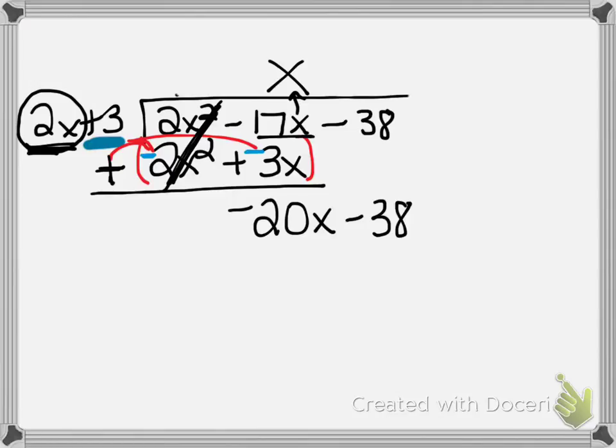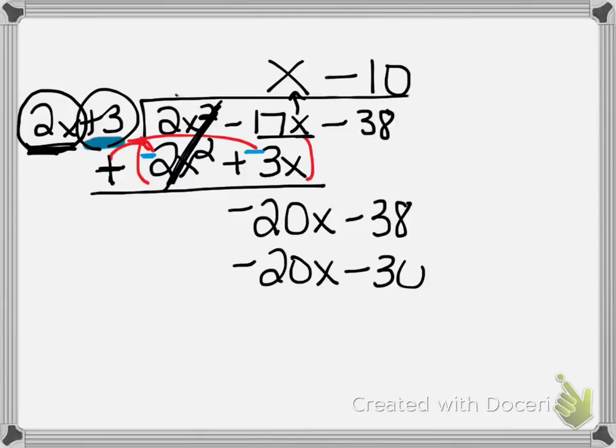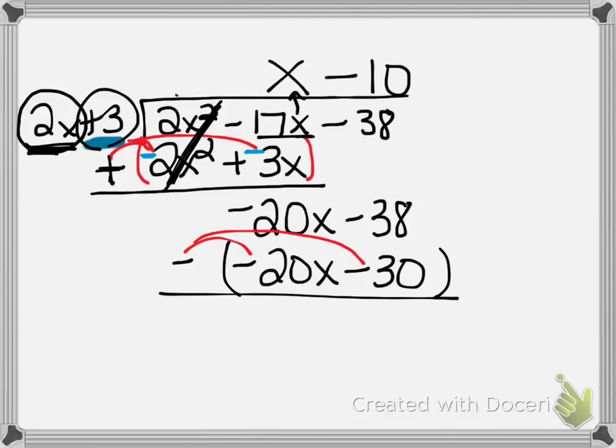So what times 2x gives me negative 20x? That would be negative 10. Negative 10 times 2x gives me negative 20x. Your goal is for these two numbers here to match exactly, and they do. And then negative 10 times positive 3 gives me negative 30. And I need to subtract this whole binomial. So again, what some people do is they will use their colors, I'm going to distribute that negative. So when I distribute the negative, that now becomes positive.